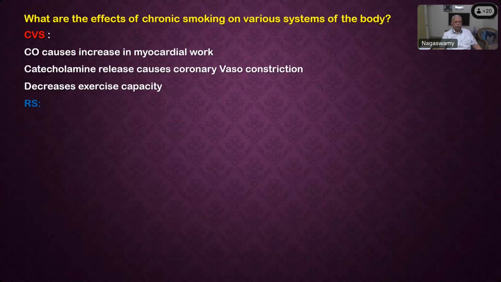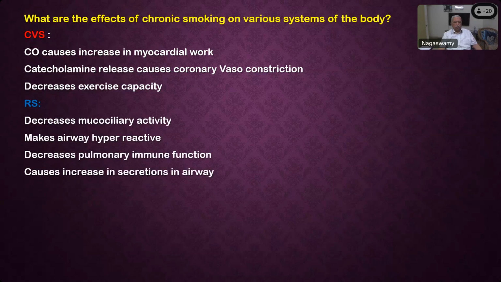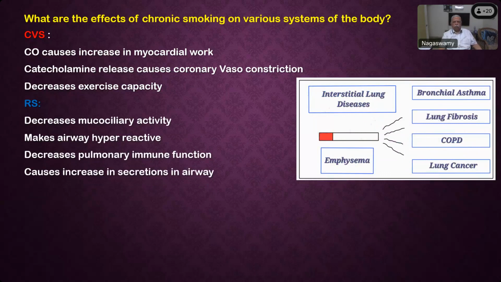Respiratory system, we have usually decreased mucociliary activity, makes the airway hyperreactive, and increases pulmonary secretion, and decreases immune function. And also chronic cough, smoker's cough, is another important thing which can give problems, especially after abdominal surgery. If they have consistent cough in the post-operative period, it may result in wound dehiscence. And the long-term effects are interstitial lung disease and emphysema, lung fibrosis, COPD, all these things, lung cancer also can happen.